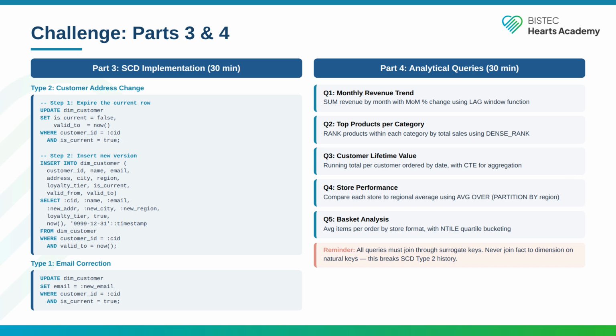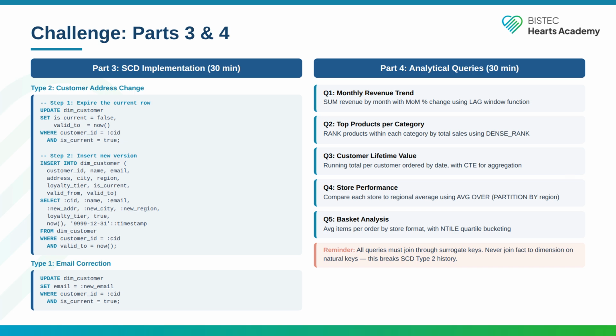For type 1, simply update the field in place on the current row. Use this for email corrections where you will not need history. Test your implementation with sample data. Update the customer's address, then query the table to verify you see 2 rows, 1 expired and 1 current.